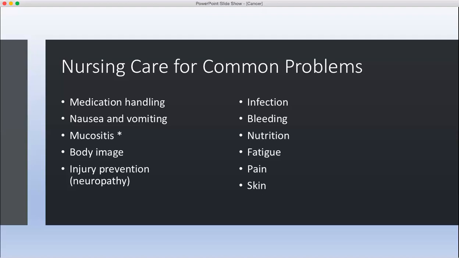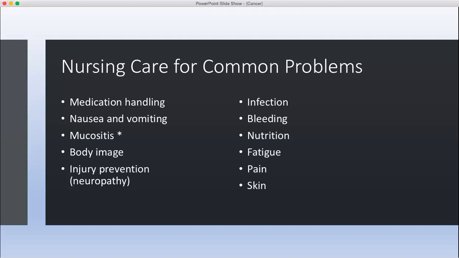Nausea and vomiting is a very common complaint with chemotherapy and radiation. We can do a lot of things for nausea and vomiting. We can, of course, give medications called antiemetics. This would be medications like ondansetron, also known as Zofran, or promethazine, also known as Phenergan. Let's see, what's another one? Compazine. I can't remember the generic name. You can Google it. Compazine is another one.